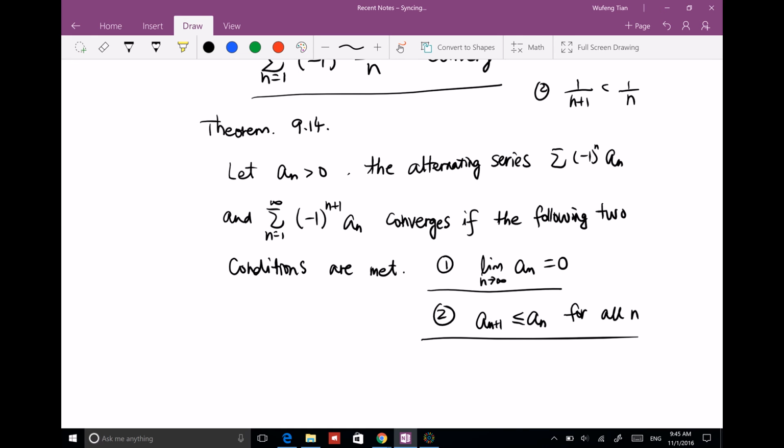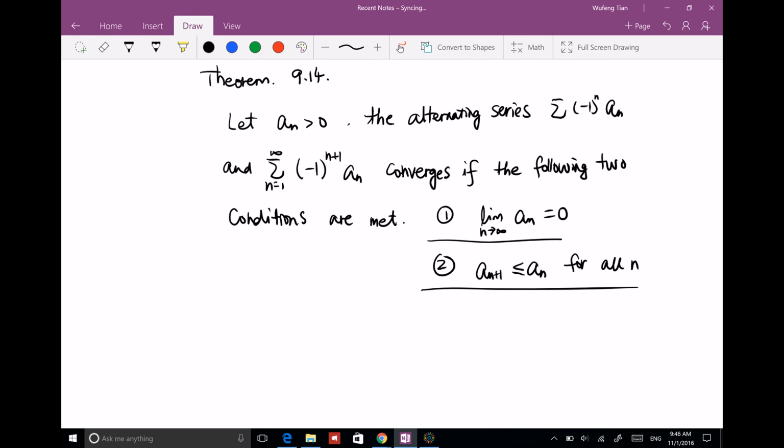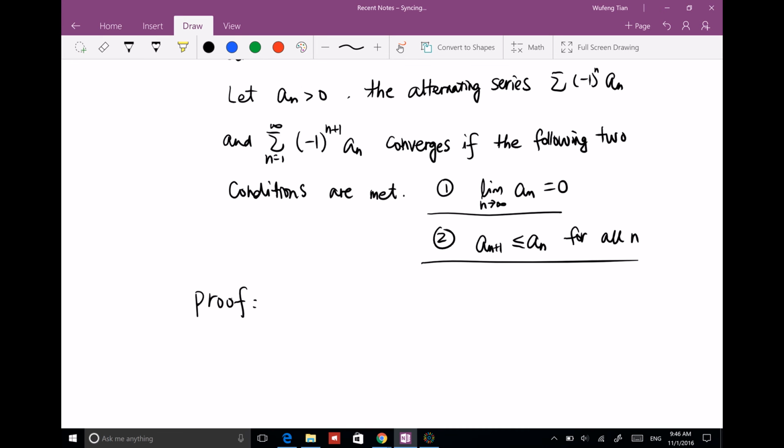Well, so now I want to tell you why we have this theorem. Why does this one converge? Let's look at the proofs real quick. I want to tell you why. Consider the sum from n equals 1 to infinity of (-1)^(n+1) a_n.